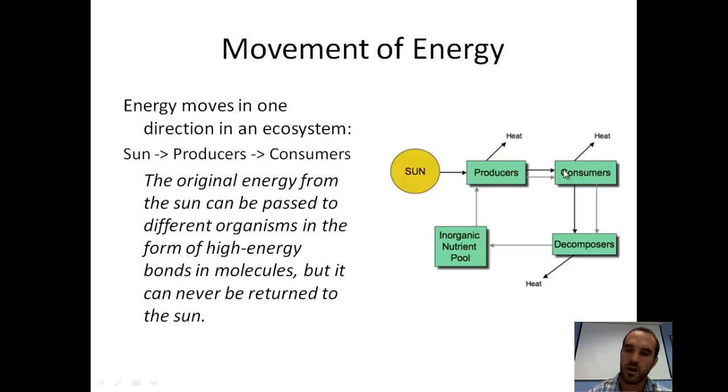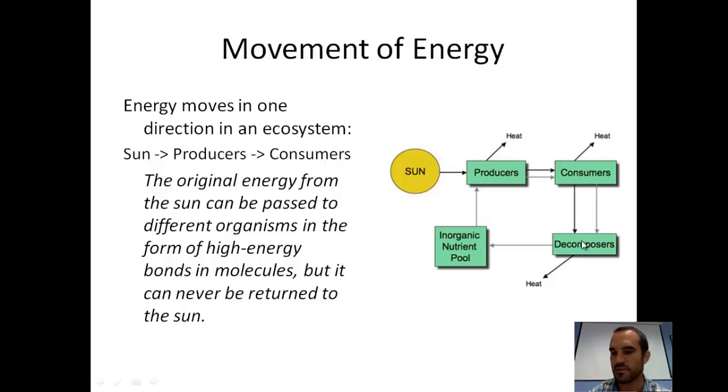Decomposers will lose some as heat. And then some of the nutrients will go back to the nutrient pool in the soil. And then the producers will take that up. So the producers will take in, if there's nitrogen, say from a decomposed rabbit, or carbon, the producers will take that up and use that to grow, and it'll get passed on again. But most of the energy, you could think of some of the energy being put into a mushroom or some other decomposer, and it might get eaten by something in the ecosystem. But for the most part, your energy is just going to flow in one direction, from the sun to producers to consumers to decomposers.